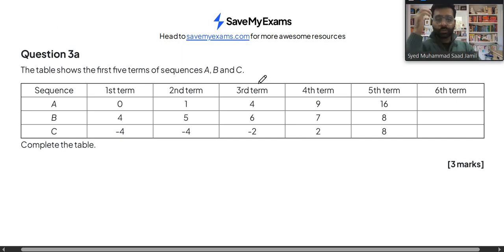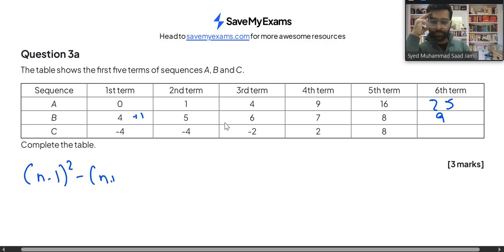Alright, so the first one is actually the square of the numbers: 4, 9, 16, 25. Second term, we are just adding 1. 1 plus 5, 4 plus 1 is 5, 5 plus 1 is 6, 6 plus 1 is 7, 7 plus 1 is 8, 8 plus 1 is 9. And in the last sequence, we can say (n minus 1) squared minus (n plus 3).